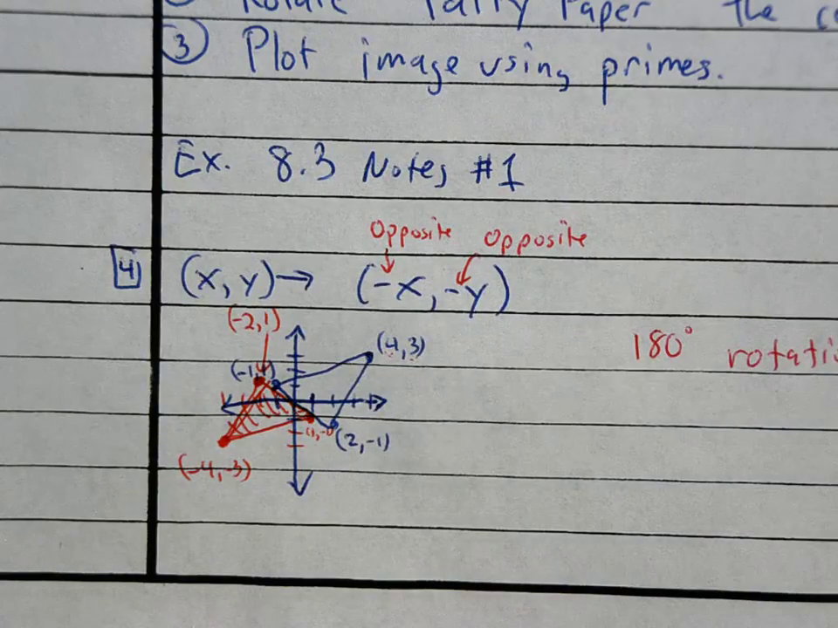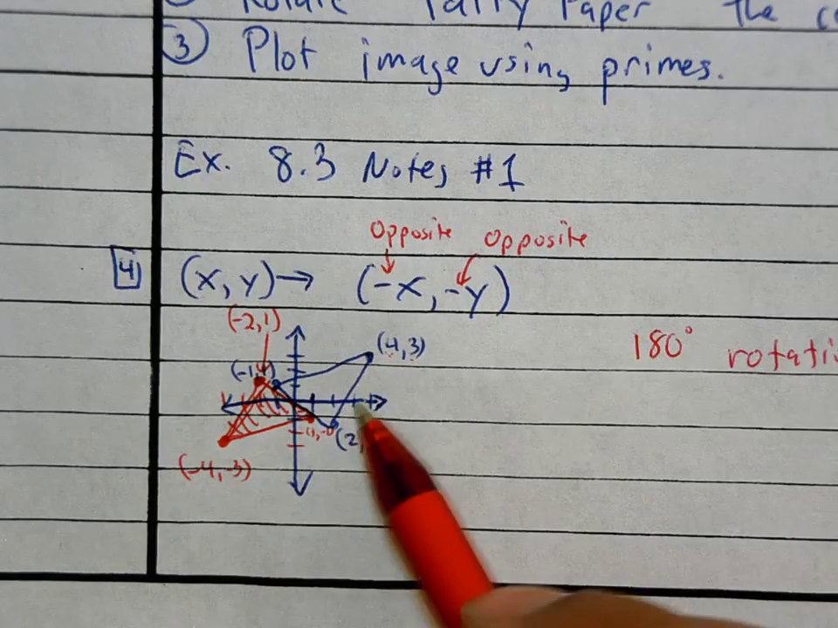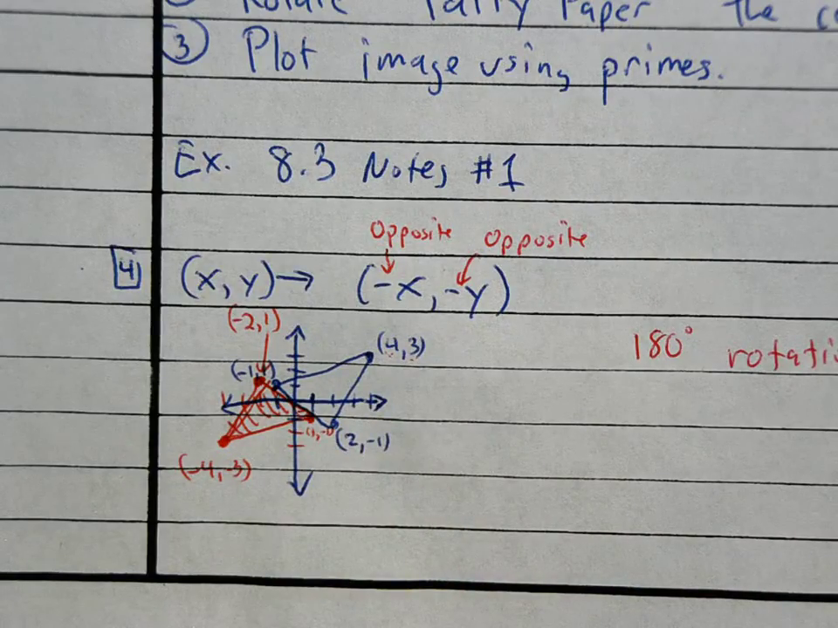Notice I did not say it's a counterclockwise or a clockwise 180-degree rotation. Why didn't I say it? Because if I went clockwise, I end up here. Or if I went counterclockwise, I would end up in the same spot. It doesn't matter for 180. It does matter for 90-degree rotations and 270-degree rotations.